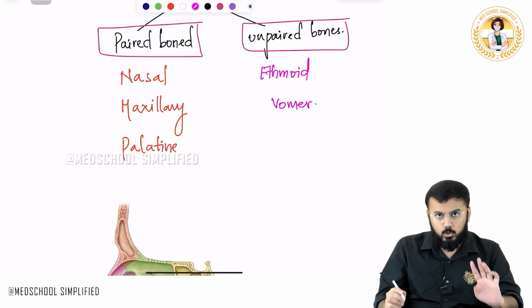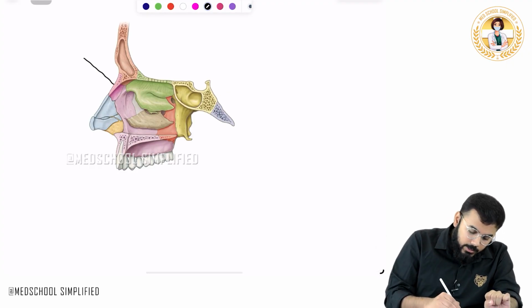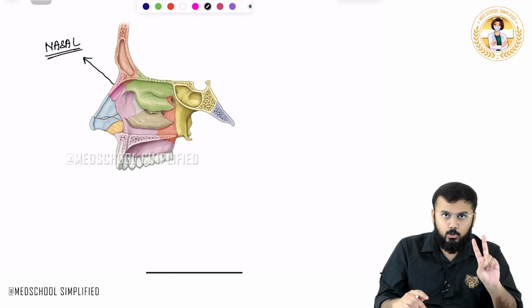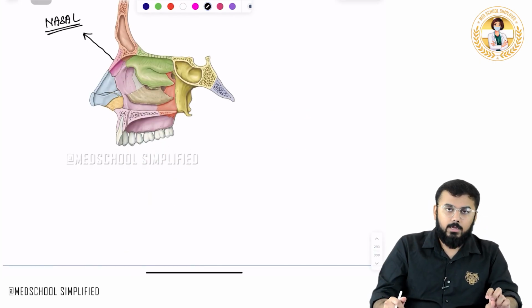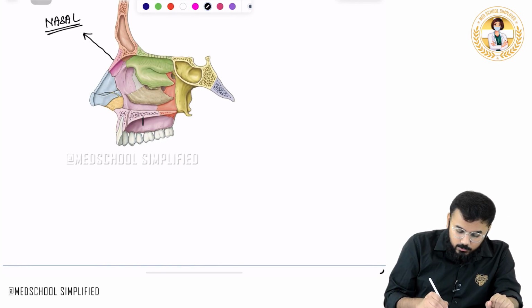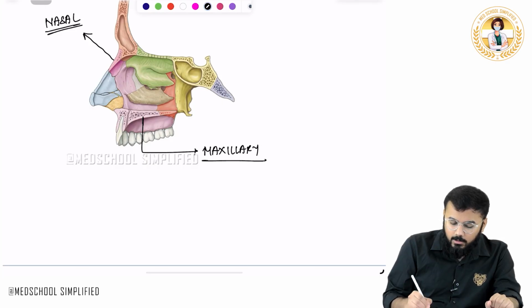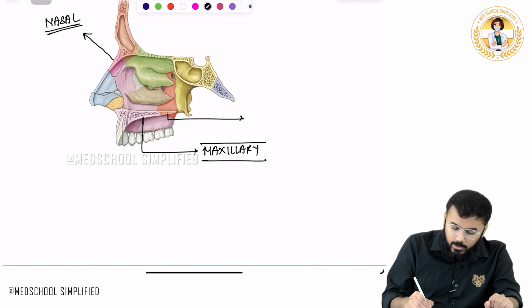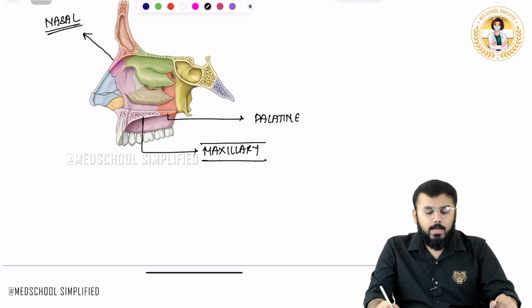Let us see where these bones are located. The first important bone you can see over here is called your nasal bone. How many nasal bones are there? There are two nasal bones. That is why we have written it under the paired category. The next important bone after the nasal bone is called your maxilla, the maxillary bone. Again, we have two halves of the maxilla. Just back to the maxilla, you see this particular part, this is called your palatine bone.